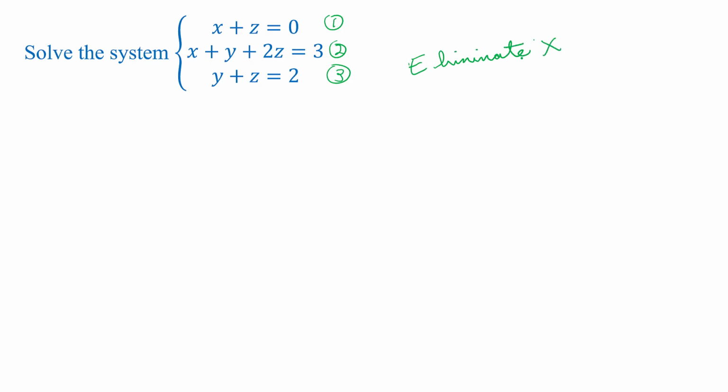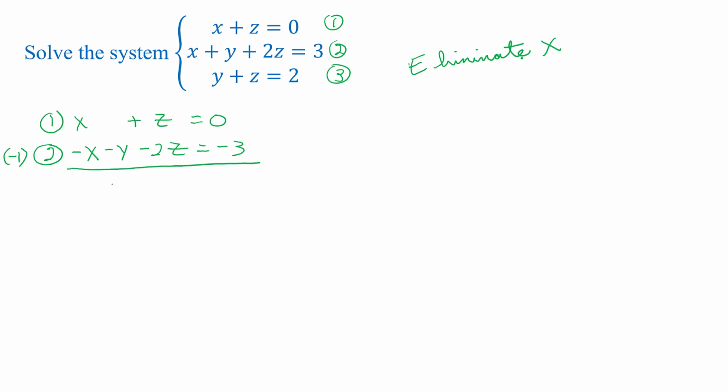To eliminate x from equations 1 and 2, equation 1 is x plus z equals 0. I'll need to multiply equation 2 by -1, which would result in negative x minus y minus 2z equals -3. Adding these together, we get negative y minus z equals -3. We'll call this our equation 4.